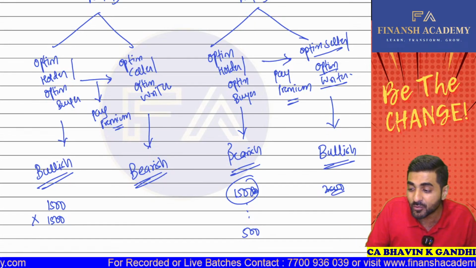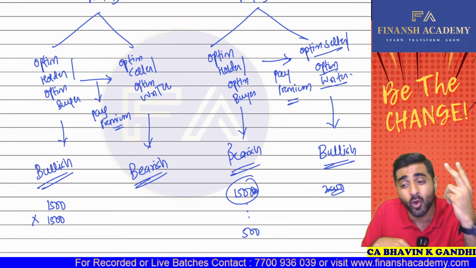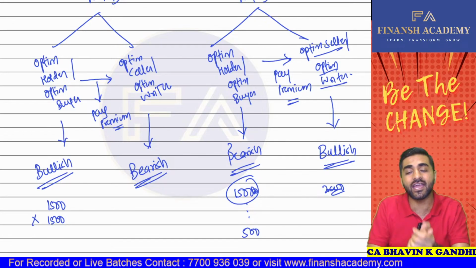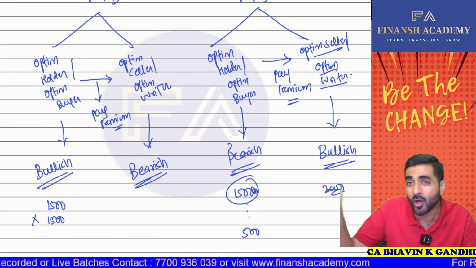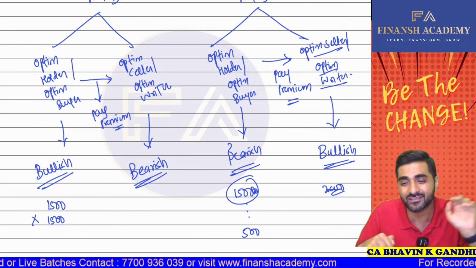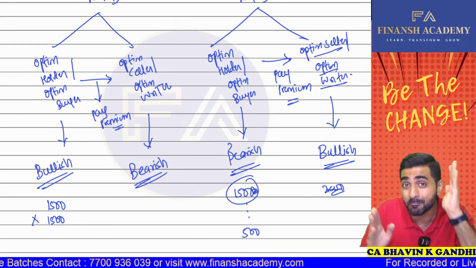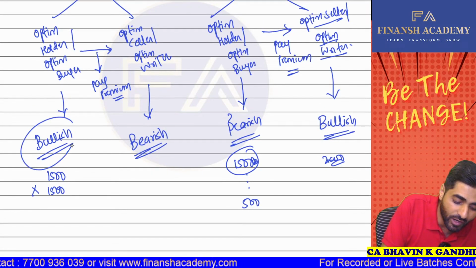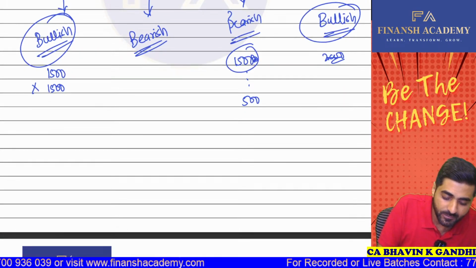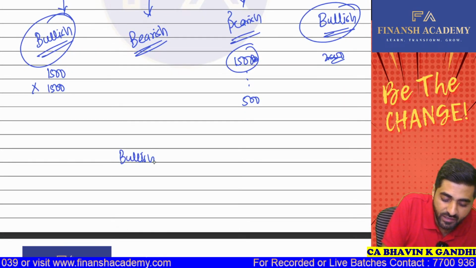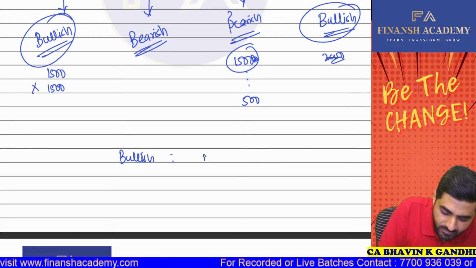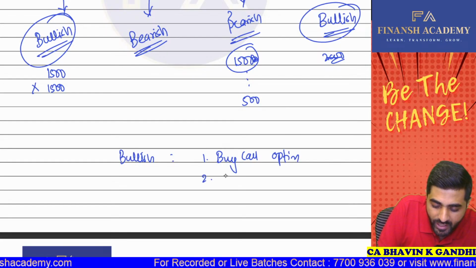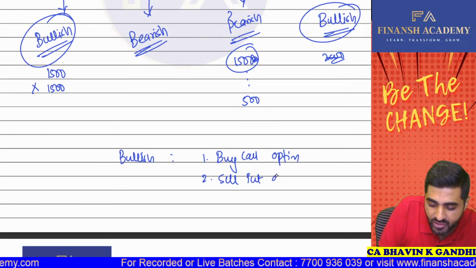So now I'm giving you basically two options for every view. If you are having a bullish view, then either you can buy a call option or you can sell a put option, right? You can either buy a call option or you can sell a put option, okay? Because both of them are going to have a bullish view, right? So if you have a bullish view, then you have two options. Number one, you can buy a call option, and number two, you can sell a put option.